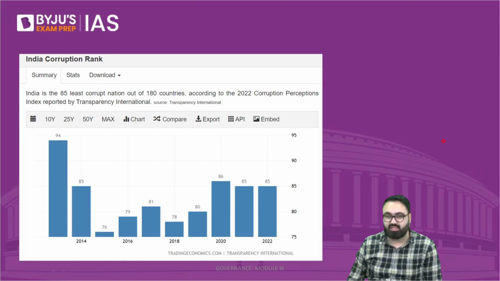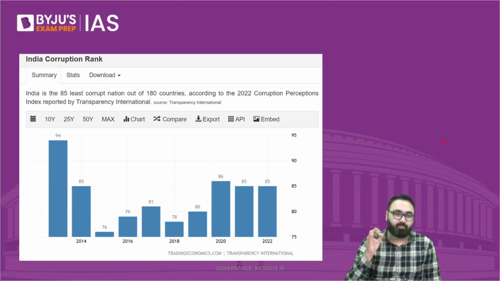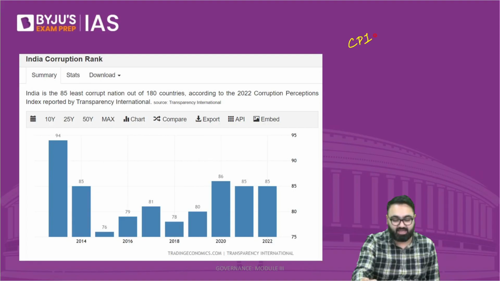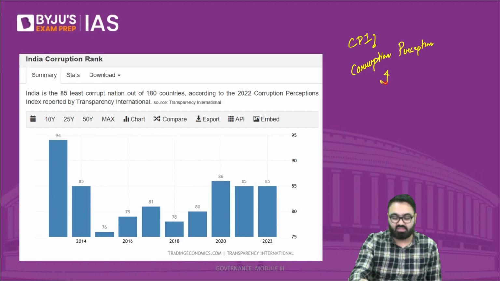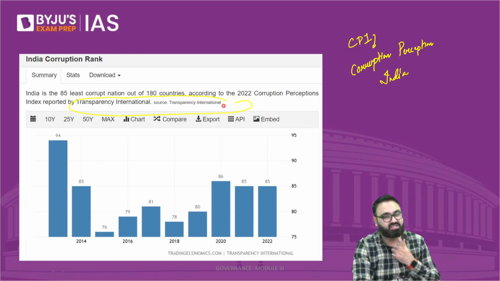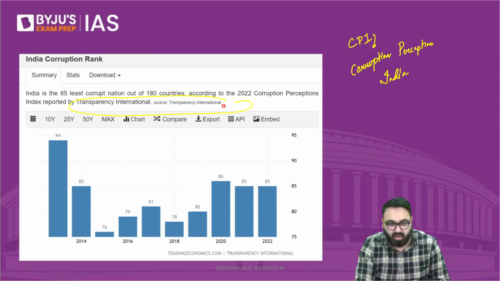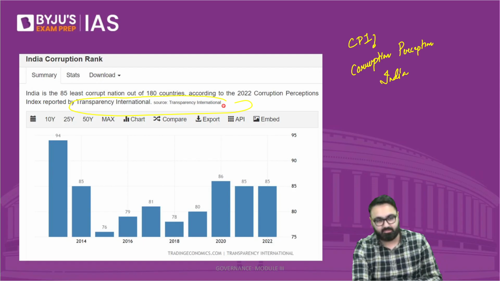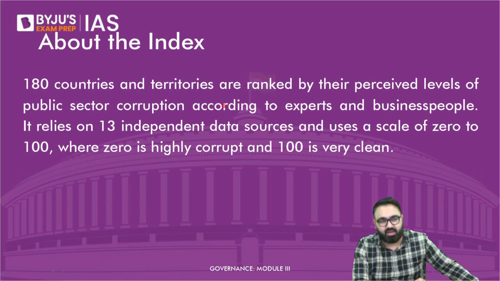The worldwide view, as in internationally, there is a report published every year called the Corruption Perception Index, CPI. This is a report published by an NGO called Transparency International. Transparency International publishes this report every year where they rank different countries on the basis of how much corruption exists. It's a ranking of 180 countries or so.